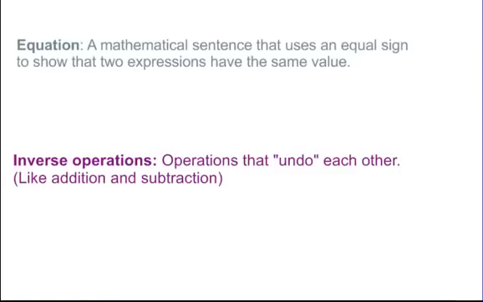Equation. What is an equation? Well, the technical definition is a mathematical sentence that uses an equal sign to show that two expressions have the same value. Now, that's huge. For example, we could say 7 plus 2 equals 5 plus 4. These two sides have the same value. 7 plus 2 is equal to 5 plus 4, and we put an equal sign in the middle to show that they're equal.